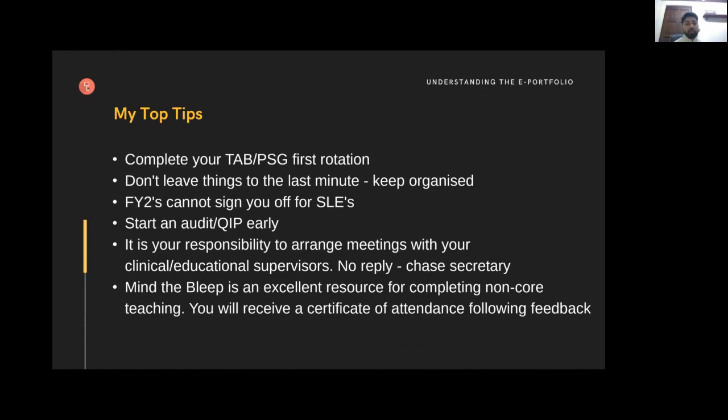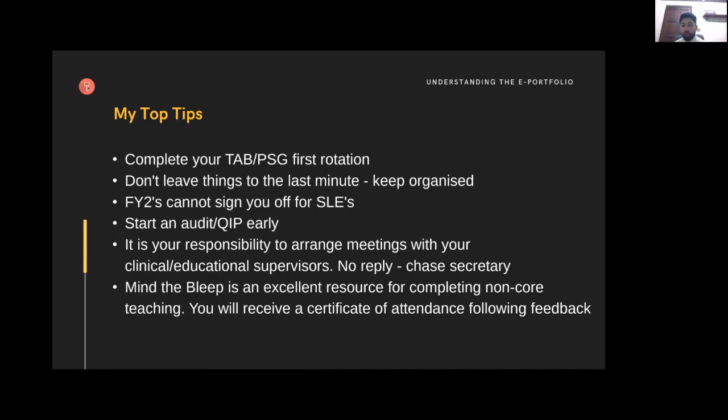I'm not sure why this is. I think it's because in the past, FY2s have often been close friends with the FY1s and haven't sort of been assessing them properly or something. So it would need to be a minimum of a more senior SHO, so like an internal medicine trainee, core surgical trainee, specialty trainee, so forth, as a bare minimum.